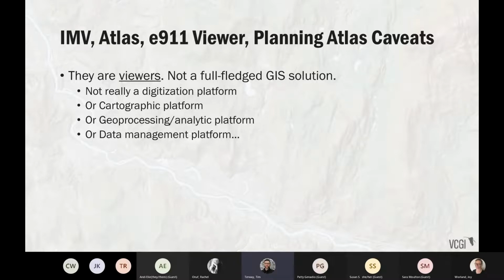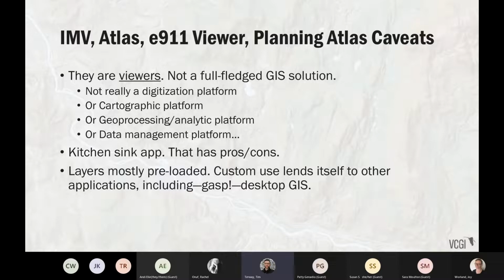Now, a quick caveat with all of these viewers, they are indeed viewers. They're not full-fledged GIS solutions. They're not true digitization platforms or cartographic platforms or data analysis platforms. They're really for understanding, basic viewing tasks. They're kitchen sink tools. They've got preloaded layers that has benefits and detractors.